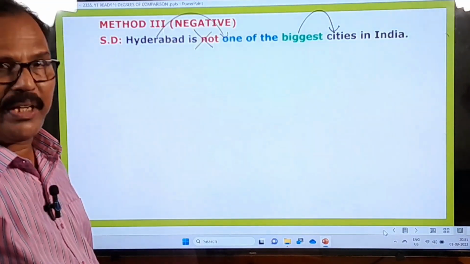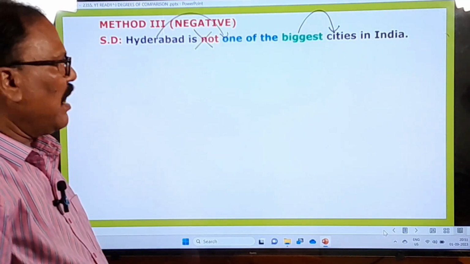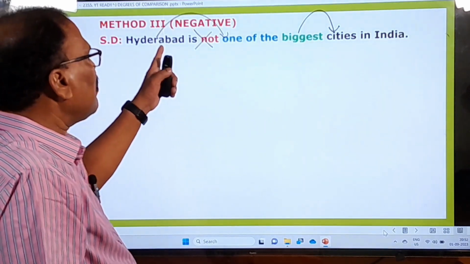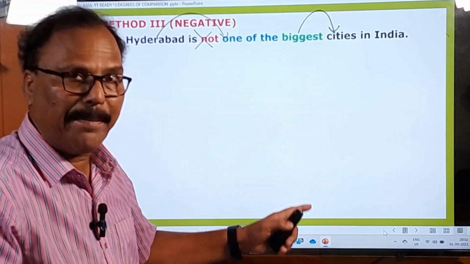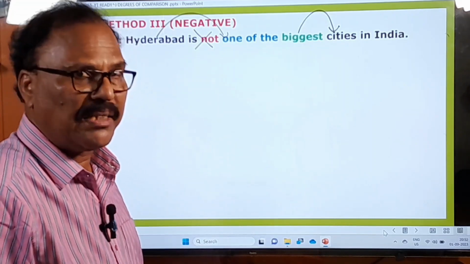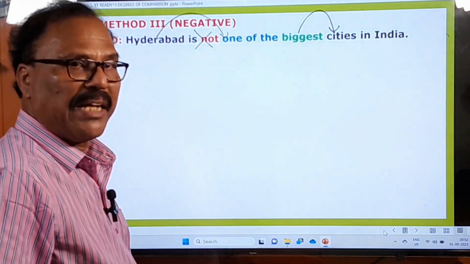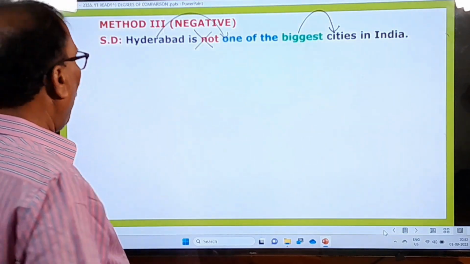That is the Telugu meaning of this, right? There are so many biggest cities in India, and this Hyderabad is not one among them. That is the meaning of the sentence. Now let us change the same sentence into comparative degree without changing its meaning. How can we do that?